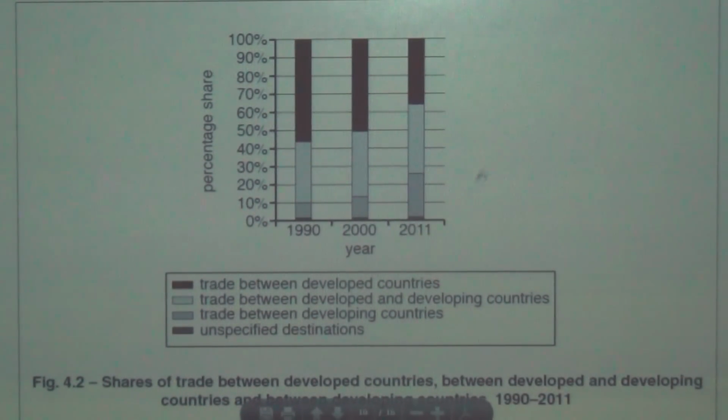Now you can see in figure 4.2 for 2011, the key changes here are, number one, trade between developed countries has fallen and has consistently fallen over time, and very interestingly, the other key change is trade between developing countries, which is this little section here, has pretty much doubled from around about 12% in 2000 to 24% in 2011. And I'll say a little bit more about that when we have gone back over these charts.